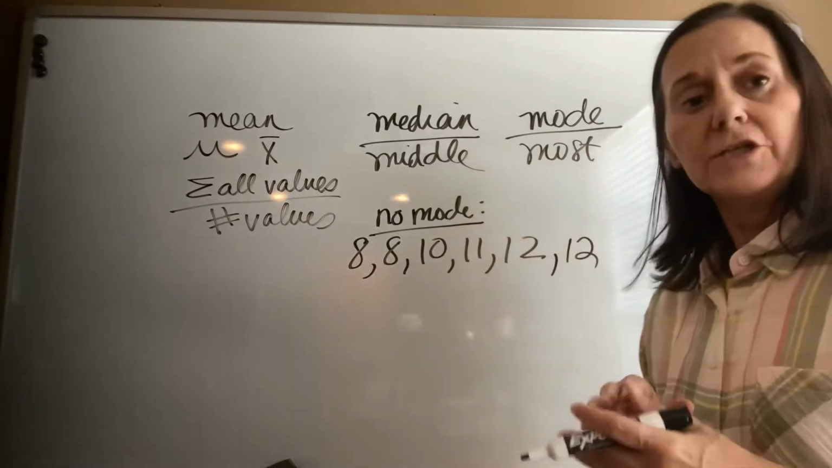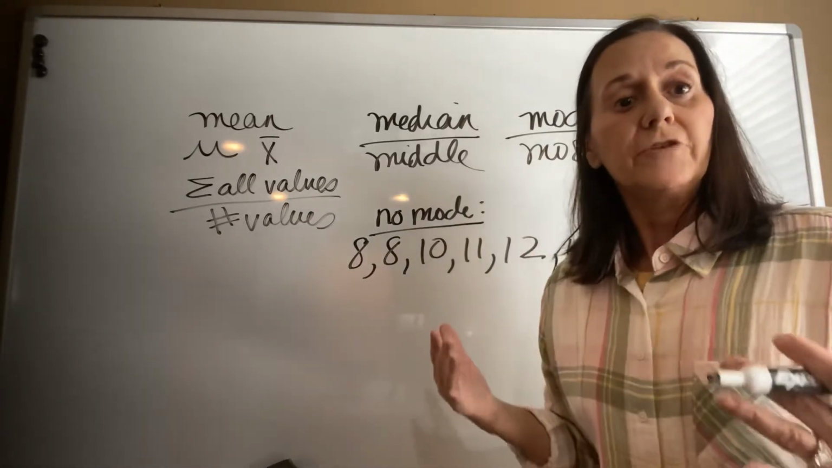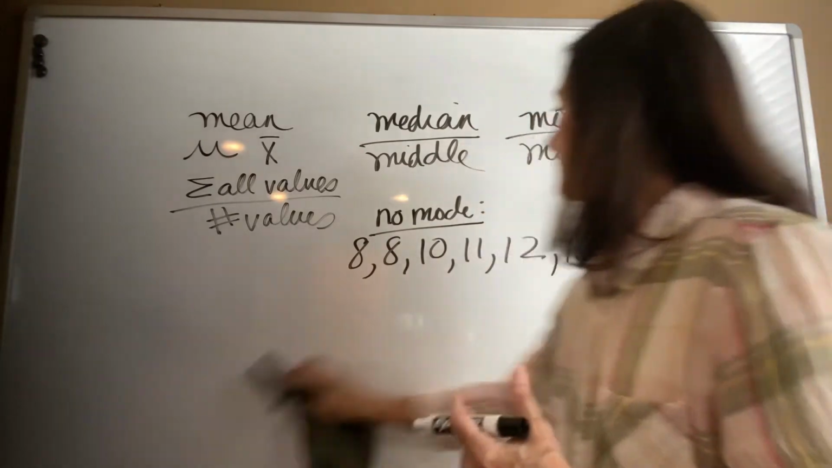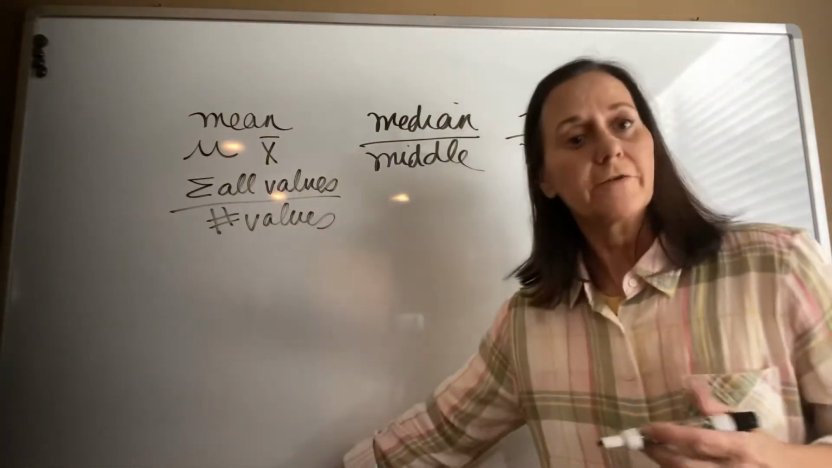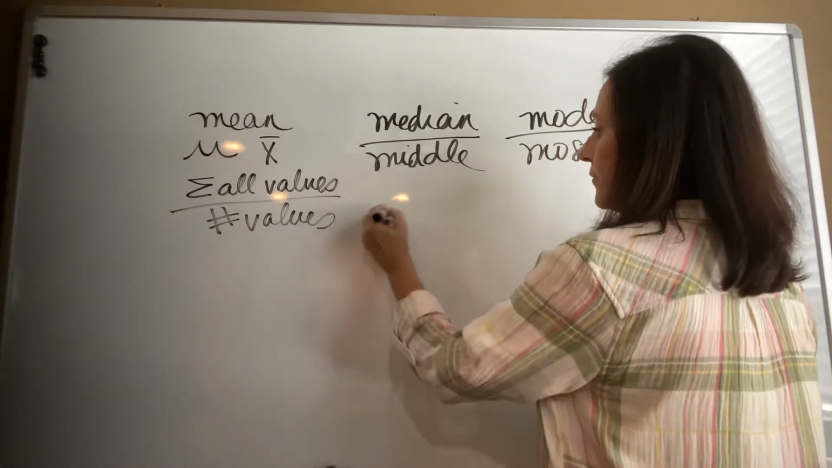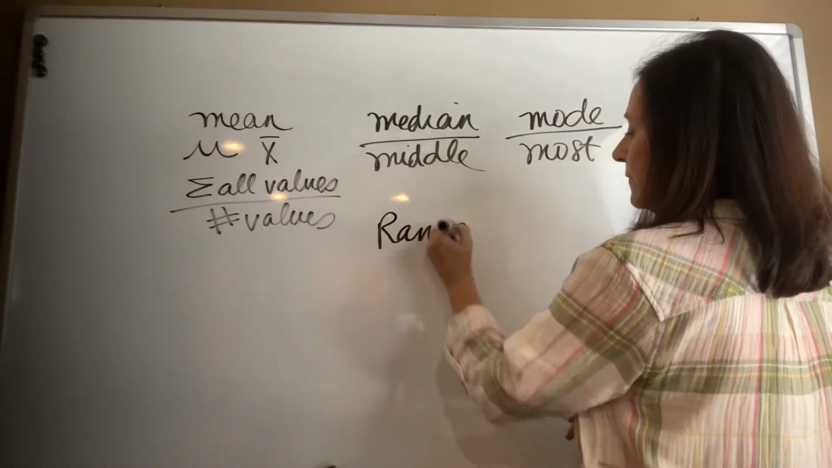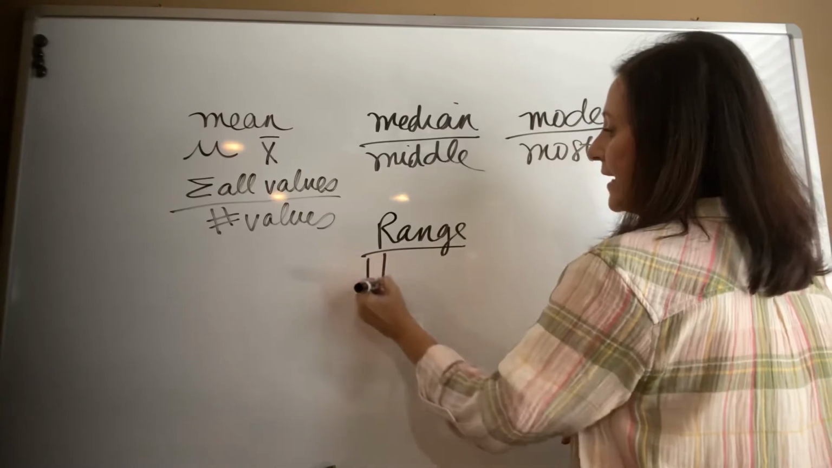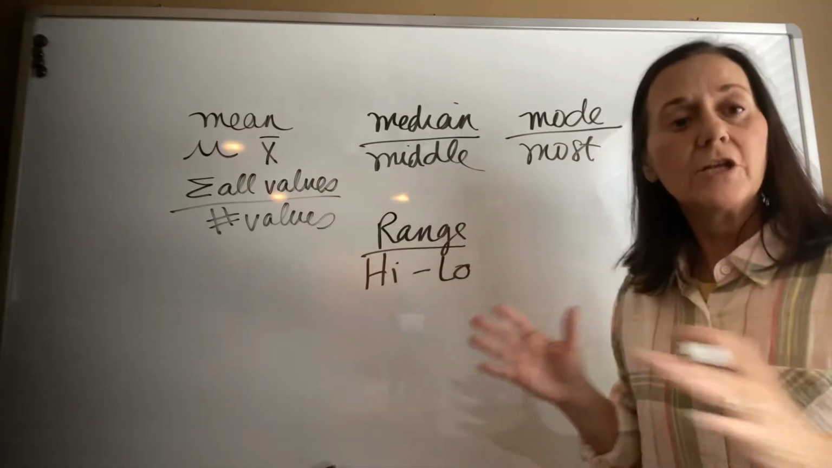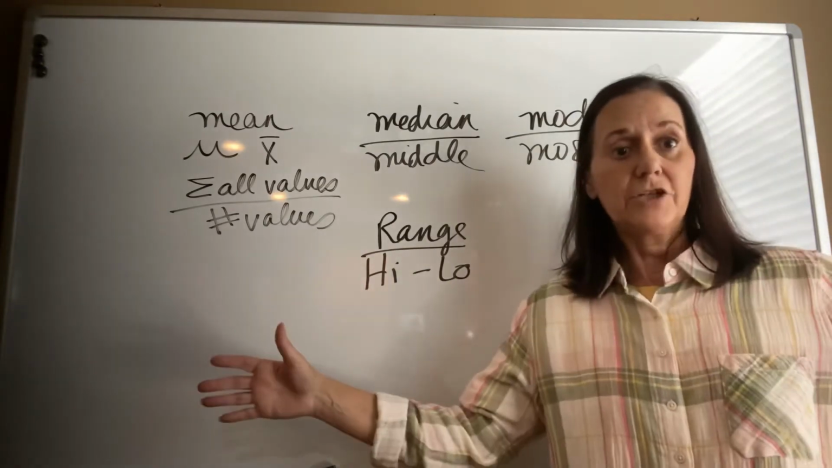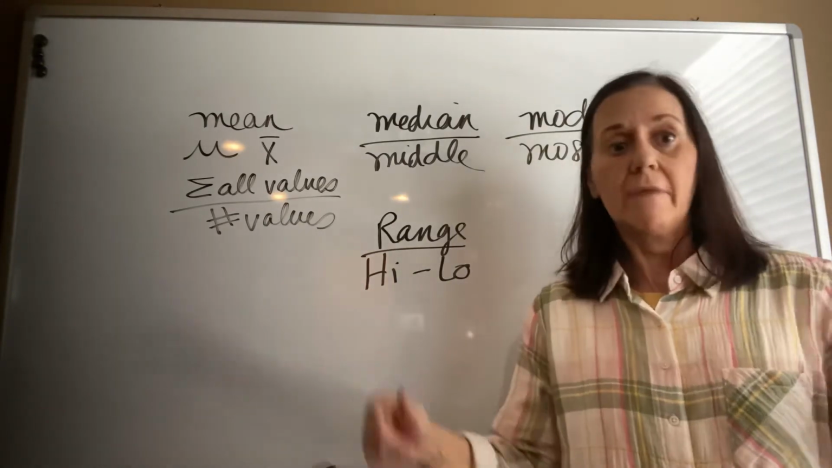All right, the range of your data, it's not really a measure of central tendency. The range is the highest value minus the lowest value. So it helps us to know what the range of the data is. It's just the high minus the low.